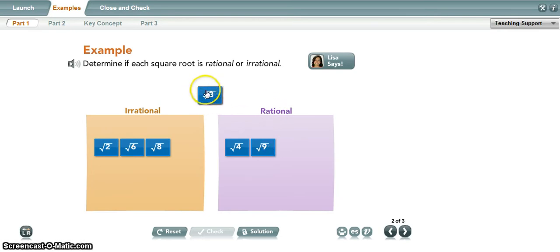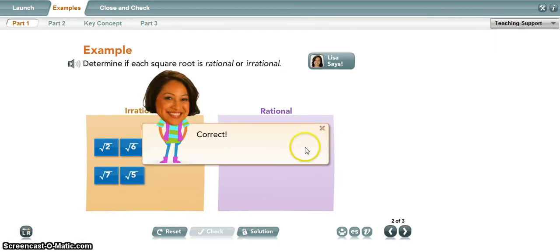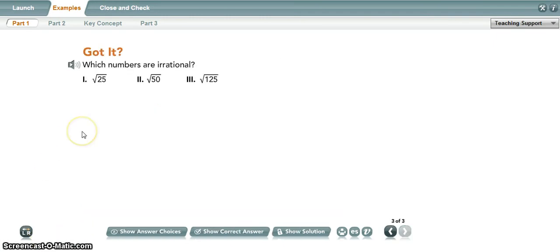The square root of 3, is 3 a perfect square? No, so it's irrational. Is 7 a perfect square? No, so the square root of 7 is irrational. Is 5 a perfect square? No, so the square root of 5 is irrational. Let's check them, and good, we got them all correct.